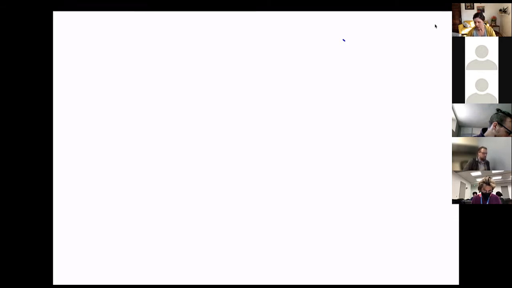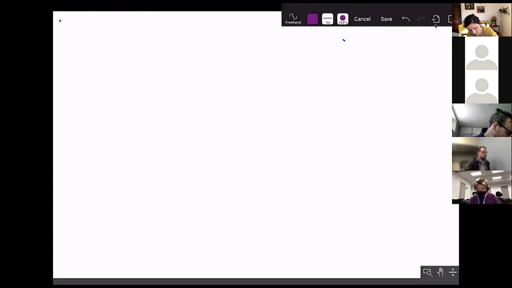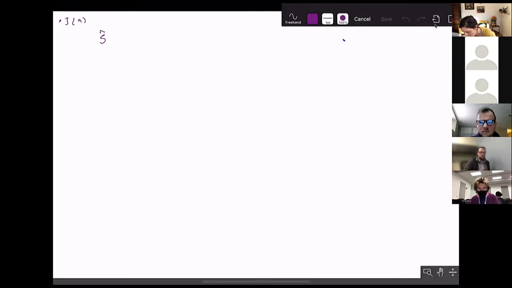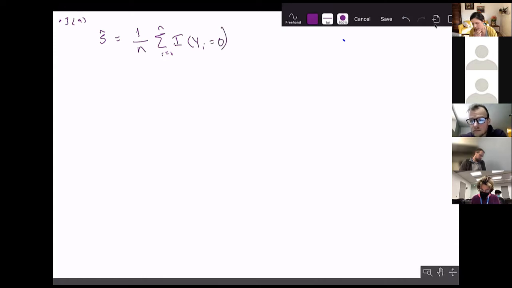I'll get started by just writing down the problem here. 3A gives you, I'm just going to write it as S tilde because I can't really write this squiggly thing. It's called xi, the Greek letter, but I'm just going to write S tilde instead. We're defining that estimator this way, which is just the proportion of zeros in the sample. And I'm asking you to find the variance.